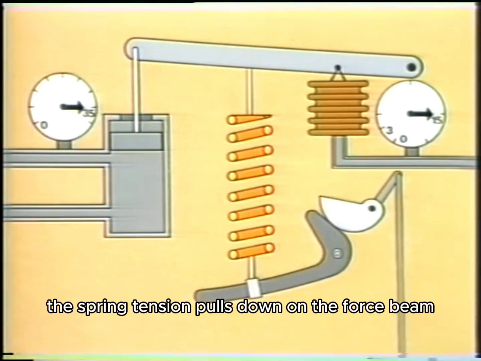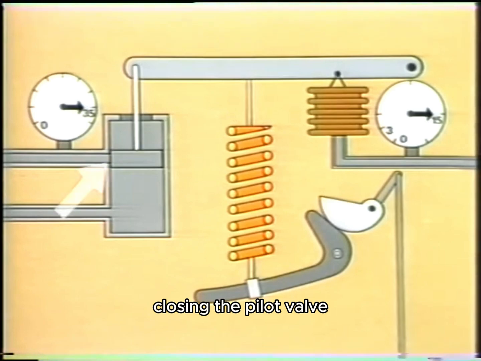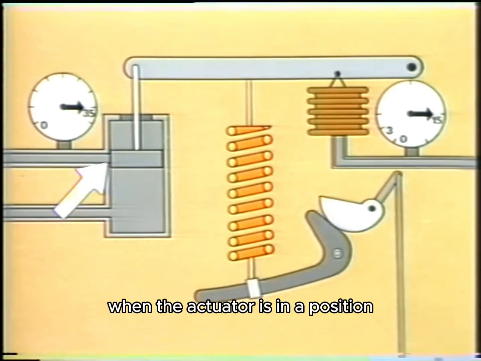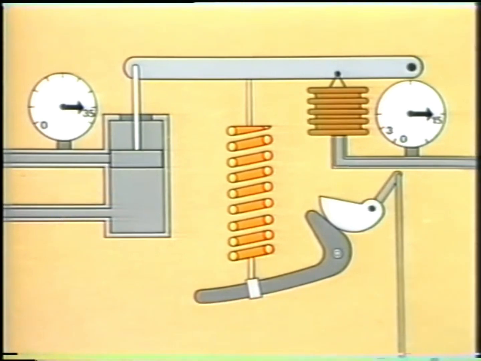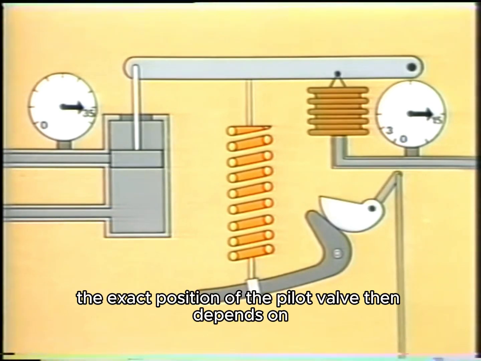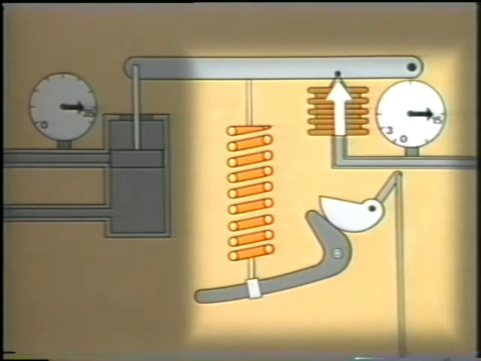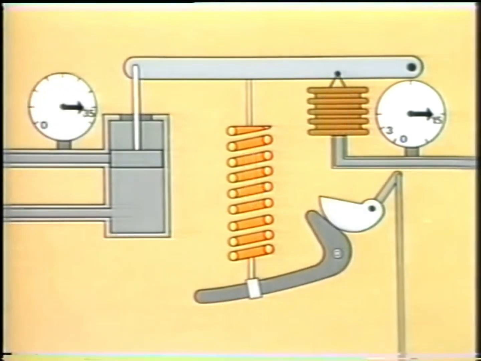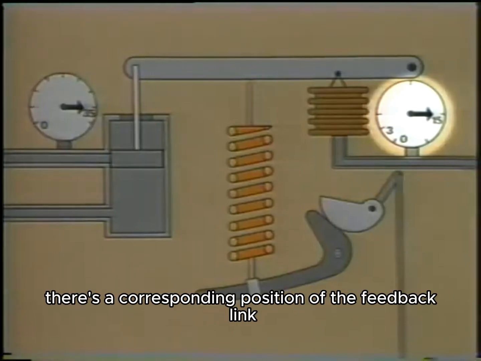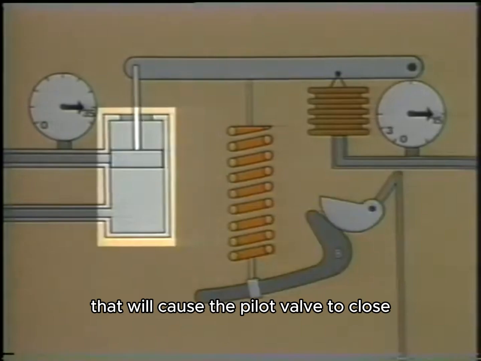The spring tension pulls down on the force beam, closing the pilot valve when the actuator is in a position that is proportional to the input signal. The exact position of the pilot valve then depends on a balance of two forces, the upward force of the bellows and the downward force of the spring. For every input pressure, there's a corresponding position of the feedback link that will cause the pilot valve to close.